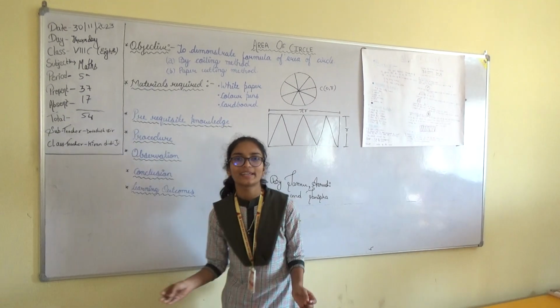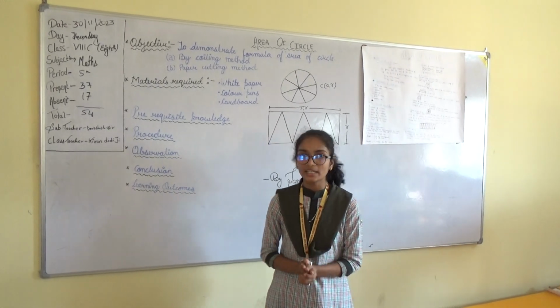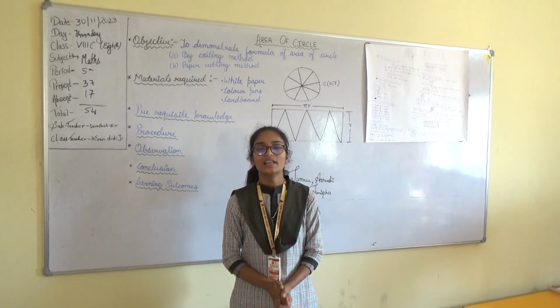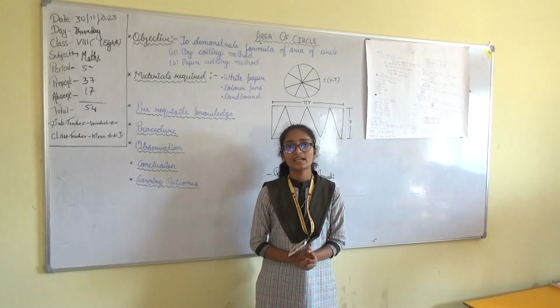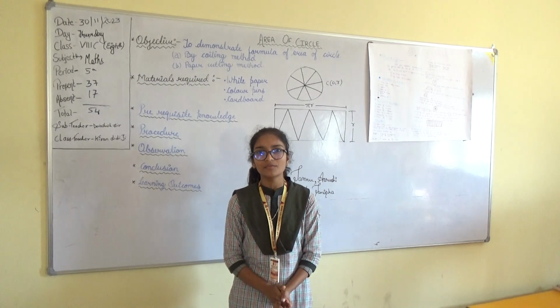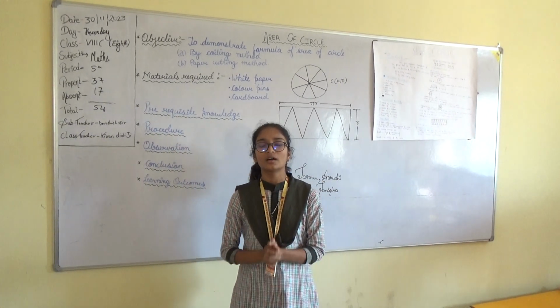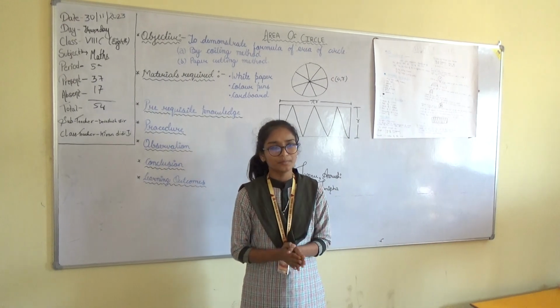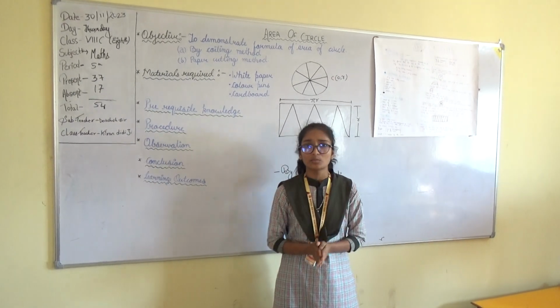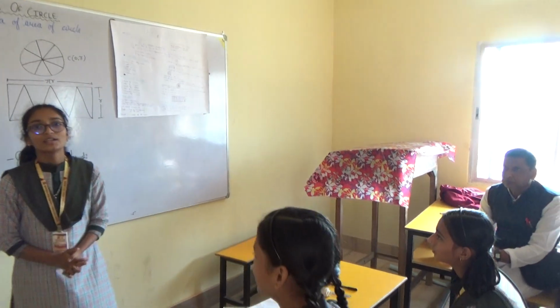Here we can observe that this arrangement of small sectors of the circle looks like a rectangle. As we all know, a rectangle has a length and breadth. Here we will use half of the circumference of the circle as the length and the radius of the circle as the breadth. Does anyone know the formula for the circumference of a circle? Yes, 2 pi r.